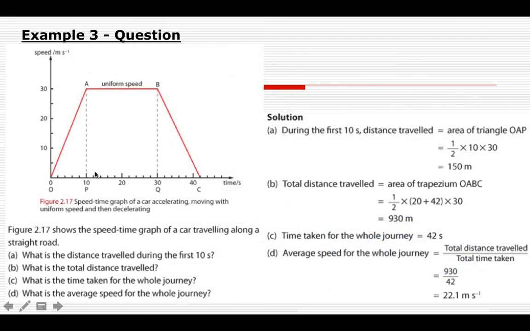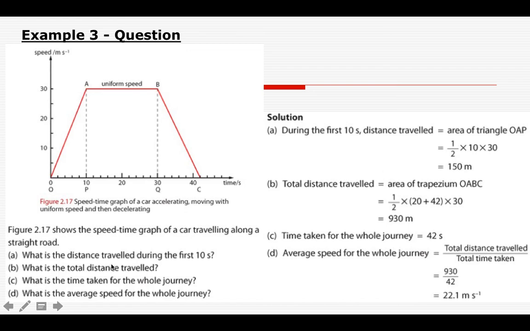Let us talk about this one. Figure 2.17 shows the speed time graph of a car traveling along a straight road. What is the distance traveled in the first 10 seconds? From 0 to 10, you get a triangle. To calculate the distance traveled, you have to calculate the area of this triangle. The area of a triangle is base times height divided by 2. The base is 10, the height is 30. So 10 times 30 divided by 2 gives you 150 meters.